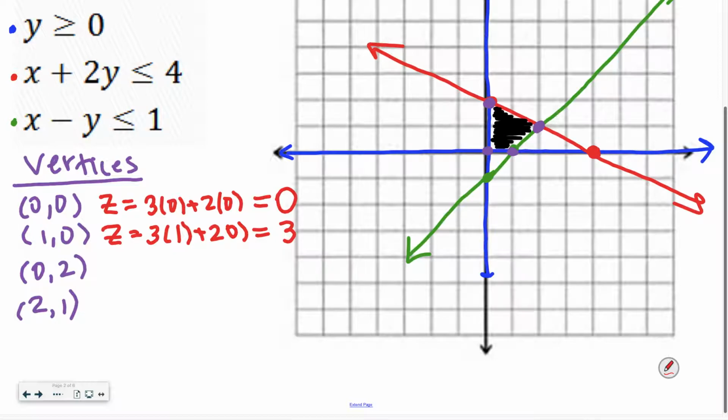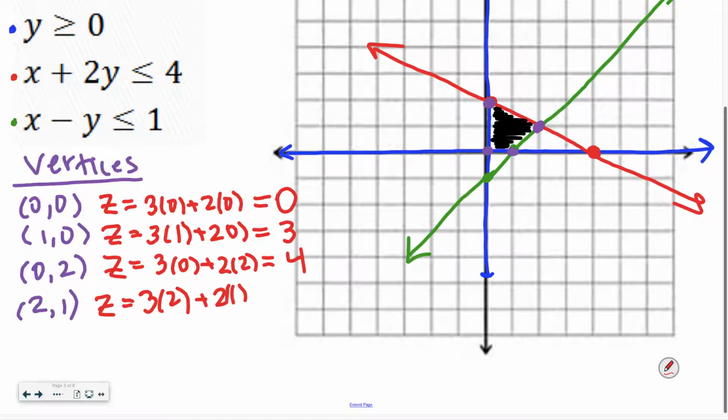Okay. All right, our objective quantity, 3x plus 2y, when we plug in the vertex of 0, 2, would give us 4. Okay, and then 3x plus 2y plugged in at 2, 1 would give us what? 8.